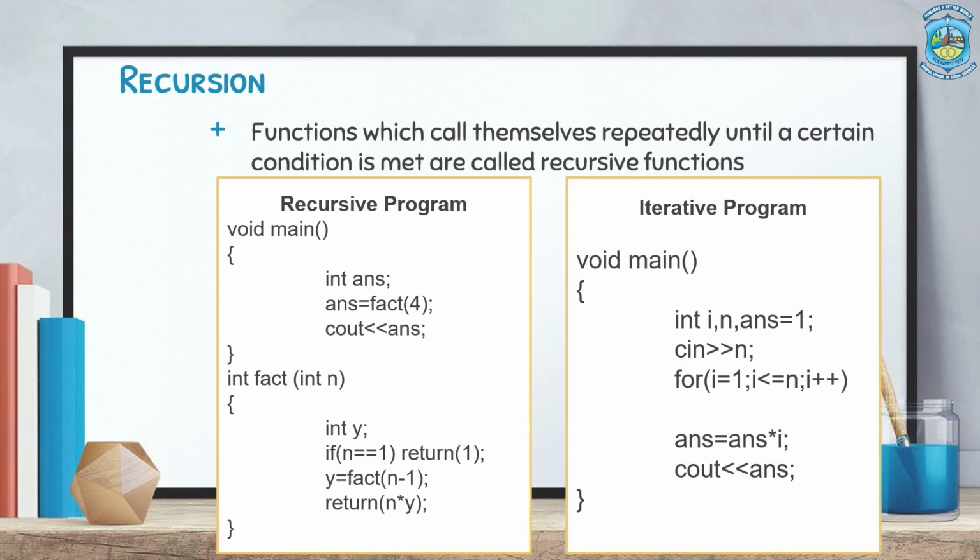In short, a recursion is a function which would call itself repeatedly until a certain condition is met. Every iterative program can be converted into a recursive program. In this example, you see two programs which would do the same operation of finding the factorial of a number. Let me first come to the iterative program.